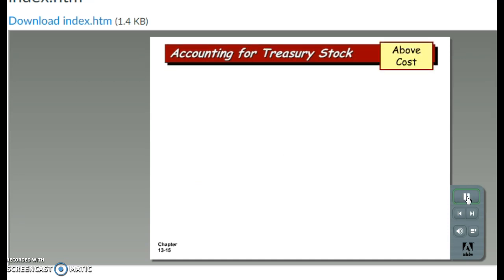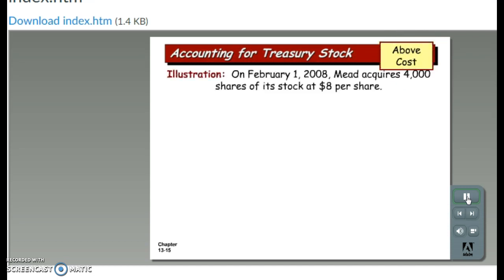Let's take a look at the treatment if treasury stock is sold above cost. Meade purchases 4,000 shares of its own stock at $8 per share. The journal entry on February 1 is an increase or debit to the contra stockholders' equity account treasury stock for $32,000. Because the cash is decreasing, it is credited.